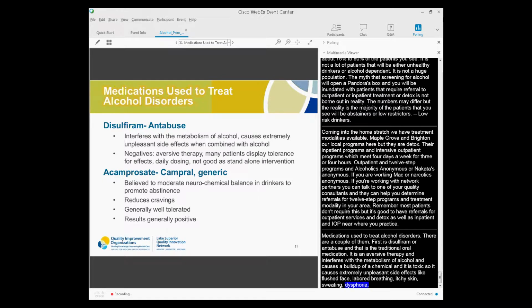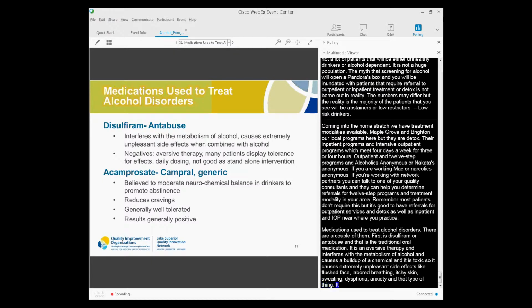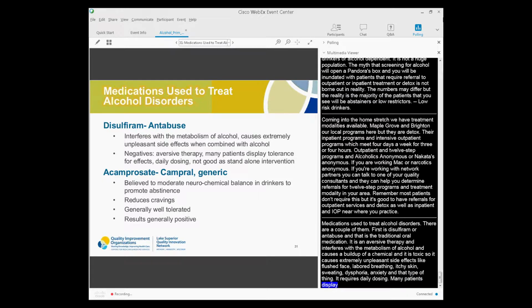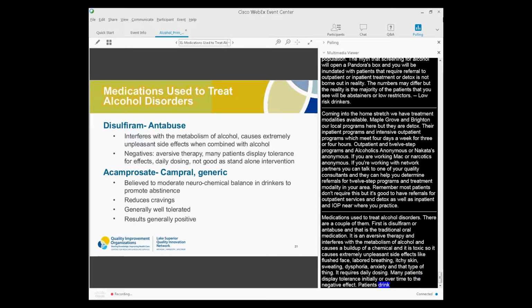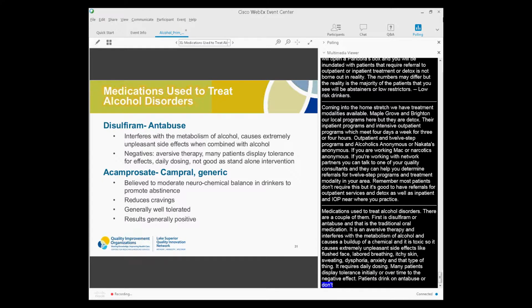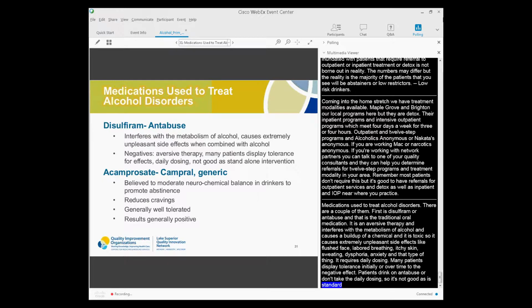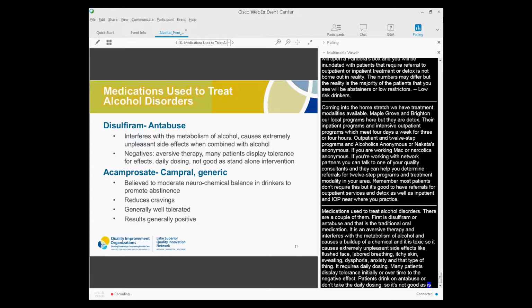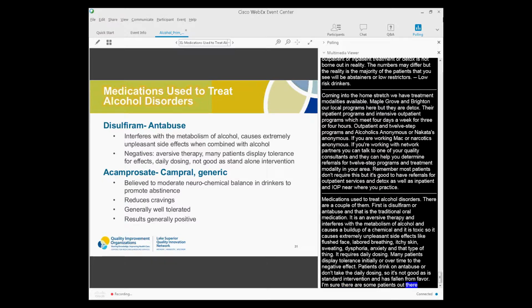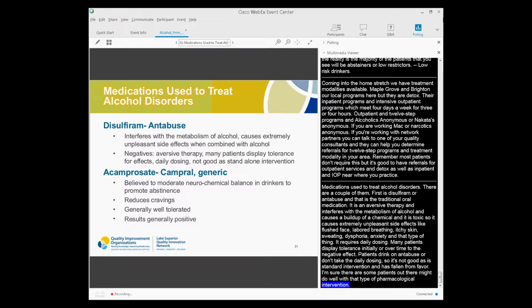It requires daily dosing. Many patients display tolerance either initially or over time to the negative effect. So patients drink on Antabuse, or they don't take their daily dosing. You have to be dosed daily. So either they don't take it, so it's not good as a standalone intervention, and it really has fallen from favor. I'm sure there are some patients out there who might do well with that type of pharmacological intervention, but for most it just doesn't work as well as some of the others.